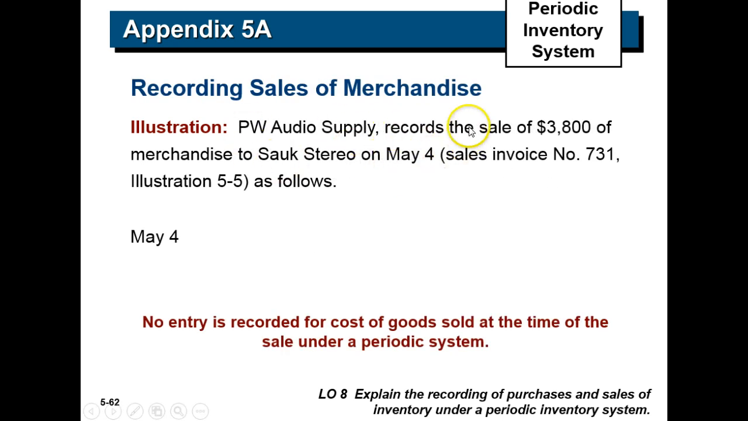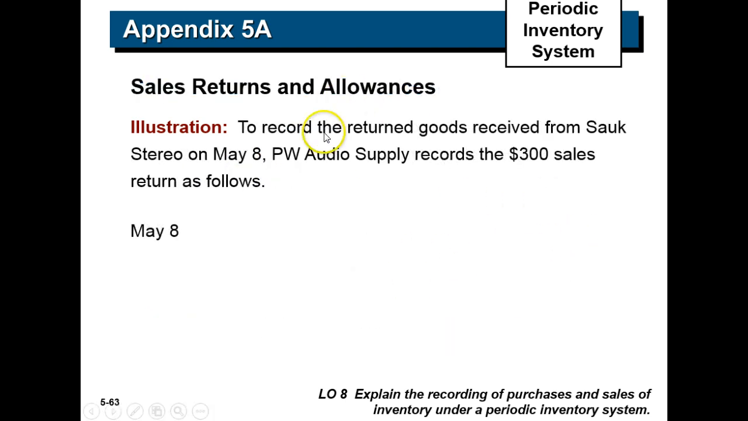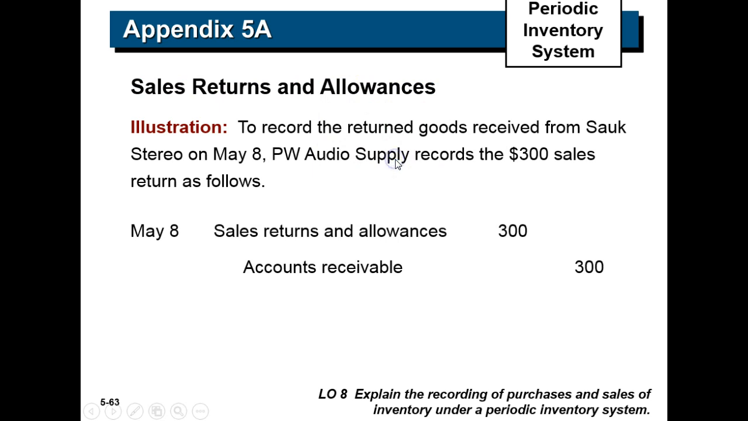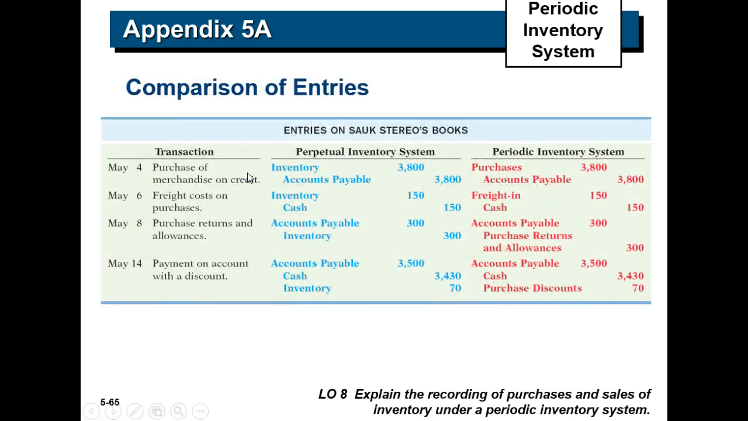PW Audio Supply records the sale of $3,800 of merchandise to SOC on May 4th. This is again under the periodic. No entry is recorded for cost of goods sold at this time. That's correct because we don't know what that exact cost is. So we show the accounts receivable and sales revenue. We'll show returning goods. On May 14th, PW Audio Supply receives payment of the $34.30 from SOC. So we'll show the cash with the discounts.